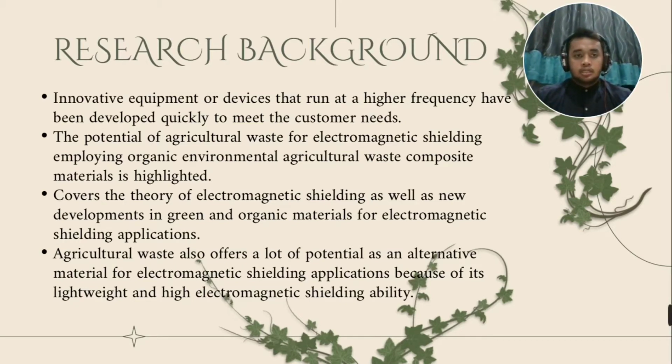And for number 3, we also cover the theory of electromagnetic shielding as well as new developments in green and organic material for electromagnetic shielding application. So this time we are using a green and organic material for our electromagnetic shielding. And number 4, agricultural waste also offers a lot of potential as an alternative material for electromagnetic shielding application because of its lightweight and high electromagnetic shielding ability. So nowadays, agriculture waste has offered us this potential.